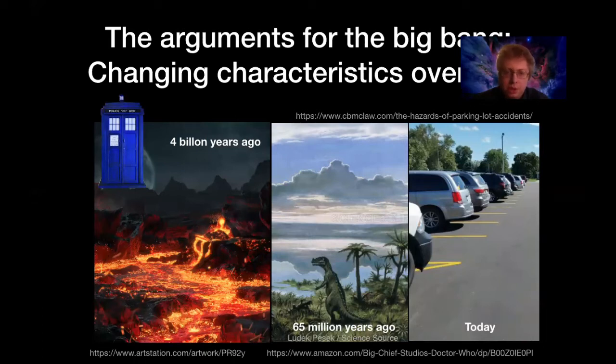I'm now going to talk about the arguments for the Big Bang model as to why it's more appropriate than the steady state model. And the first one has to do with the changing characteristics of our universe over time. So what do I mean by that? I want you to imagine that you're in a parking lot today and you get in your time machine and you go back in time about 65 million years. What you'll see is that our planet, that parking lot, is very different then. You might see trees, you might see grass, you might see fauna, which are different from the fauna that we see every day in Earth today.